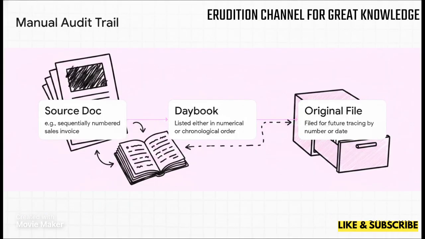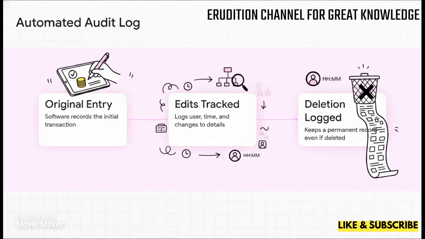To really visualize this, let's look at how a manual audit trail process works first. Picture a physical, sequentially numbered sales invoice. Copies of this invoice would normally be listed out in a daybook or a register. After that, they get filed away, either numerically or chronologically. Because of this super-structured system, an auditor can easily trace a specific invoice from that summarized daybook right back to the original physical file, just by referencing the invoice number or date. Pretty straightforward, right? Now let's see how this completely transforms in an automated environment.